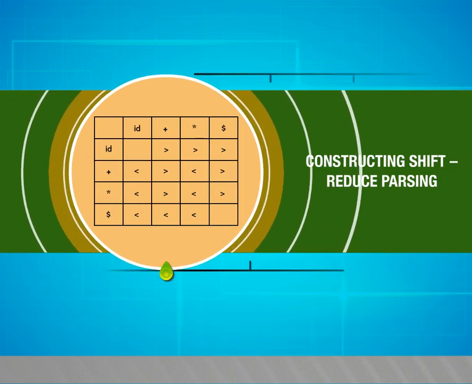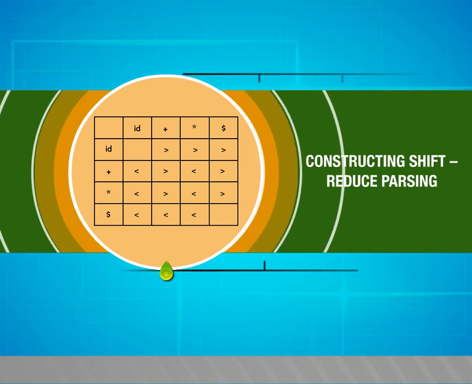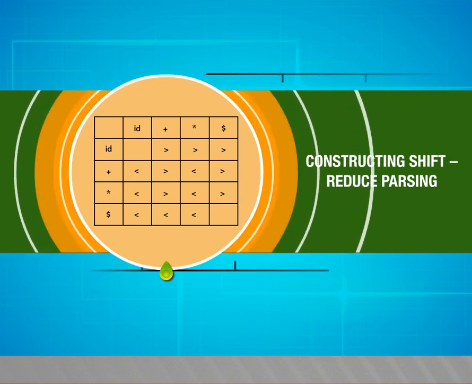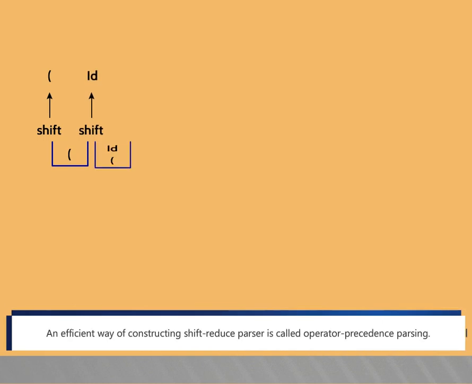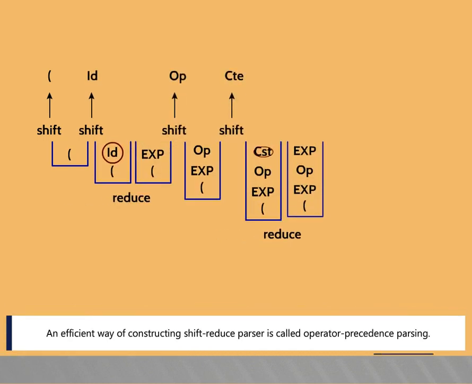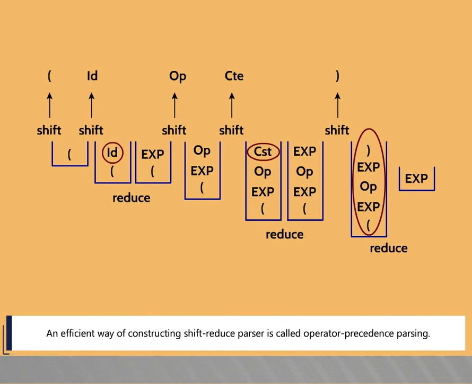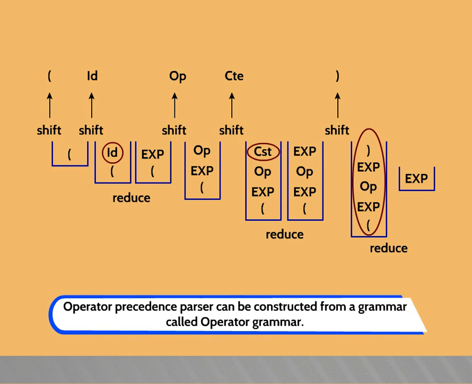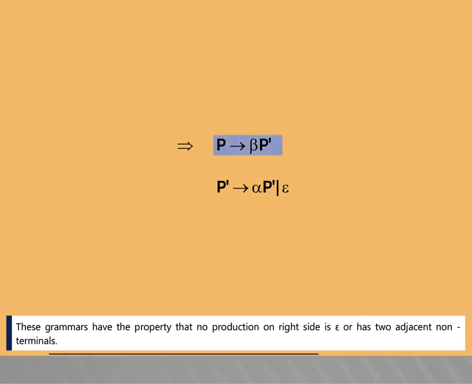Constructing shift-reduce parsing. In this video, we are going to see about constructing shift-reduce parsing. An efficient way of constructing a shift-reduce parser is called operator precedence parsing. An operator precedence parser can be constructed from a grammar called operator grammar. These grammars have the property that no production right side is epsilon or has two adjacent non-terminals.